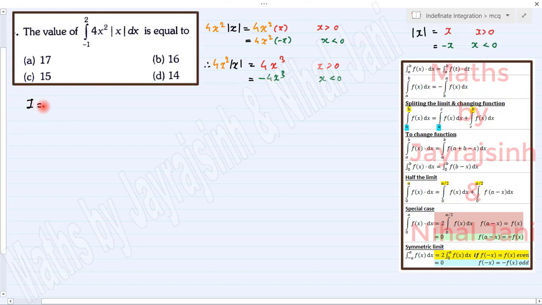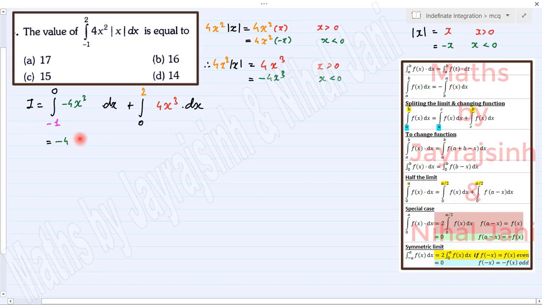Now let's integrate our function. We have to split the integration from -1 to 2 into -1 to 0 and from 0 to 2. Now we know that from -1 to 0, x is less than 0, so our function will be minus 4x cube. And for 0 to 2, x is greater than 0, so our function must be 4x cube. So we are ready for integration.